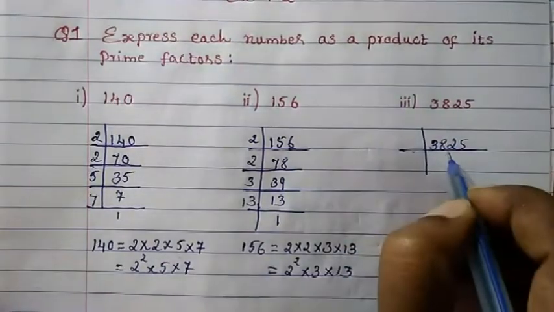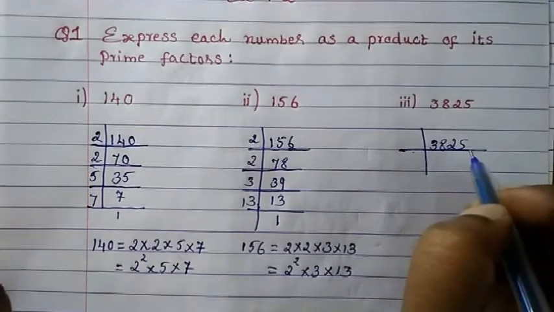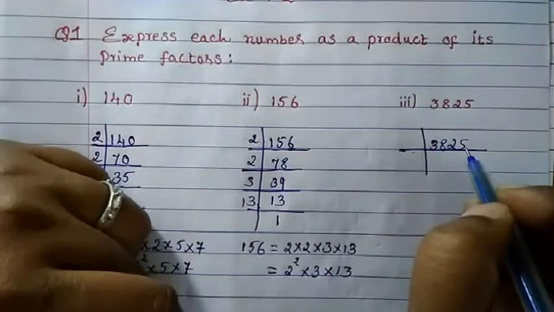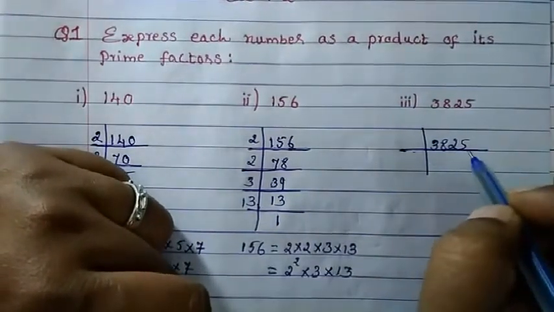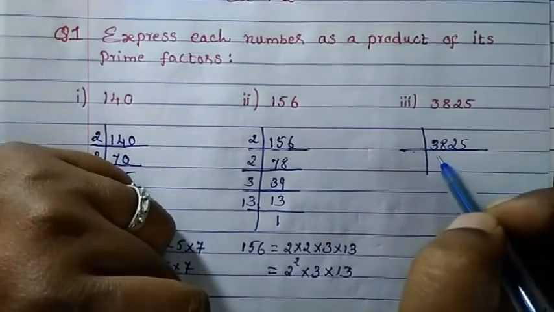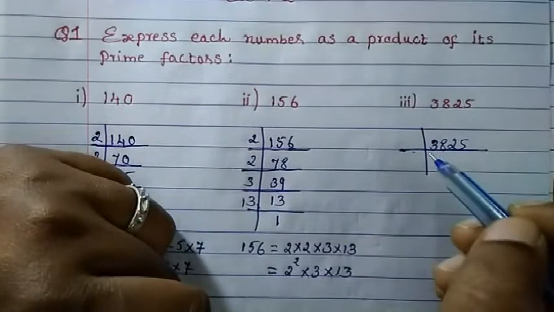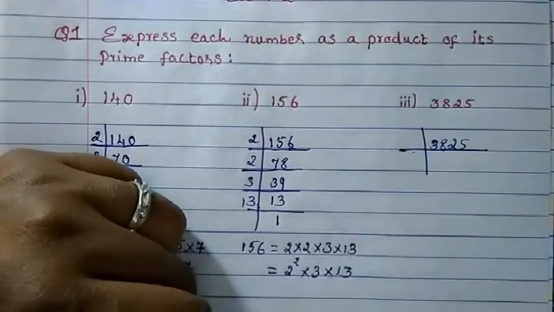So with what prime number can we do it? Here 5 is there. So let's see, which tables can you get it with? You can get it with the 3 table or the 5 table, but we have to begin with the smallest prime number. So between 3 and 5, 3 is the smallest.